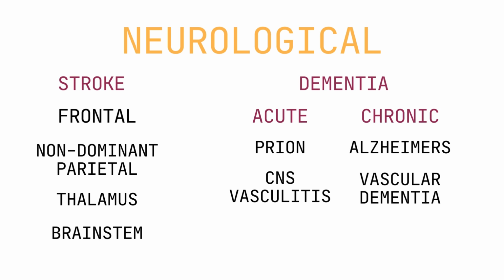Dementia is also important to consider, both acute and chronic presentations. For acute presentations, you want to consider prion infections as well as CNS vasculitis. And for chronic presentations, you want to consider Alzheimer's and vascular dementia.